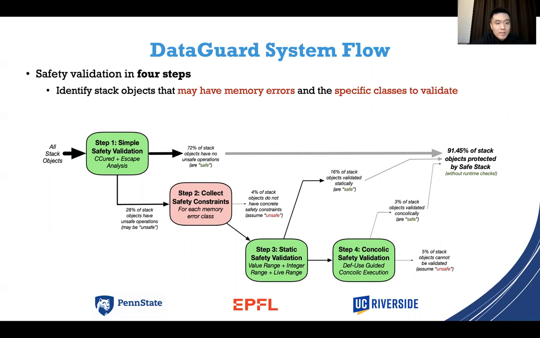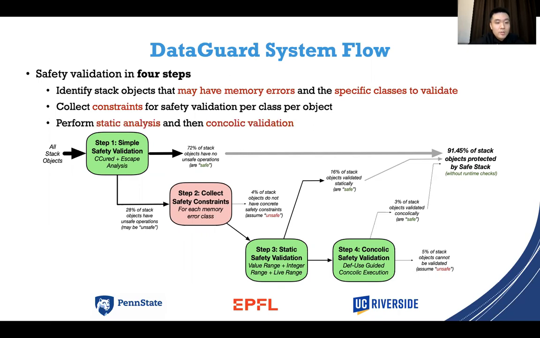In this step, we found that 72% of the stack objects have no unsafe operations and can be classified as safe. Given all the unsafe operations, the fact is that the majority of them are actually safe. For example, iterating the buffer within bounds. In order to validate that, we need to collect the safety constraints as our second step. For example, the size of the buffer at declaration. Objects are classified as unsafe if the constraint is not concretized. We find 4% of the unsafe objects.